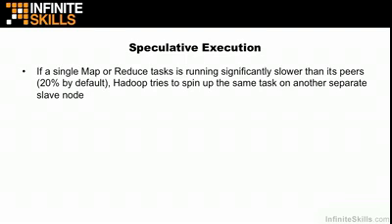Speculative execution is a workaround in Hadoop to deal with any single map or reduce task potentially running slow and making the whole job run slow. It says that by default, if a single map or reduce task is running significantly slower than its peers, Hadoop will try to spin up the same task on a separate slave node.